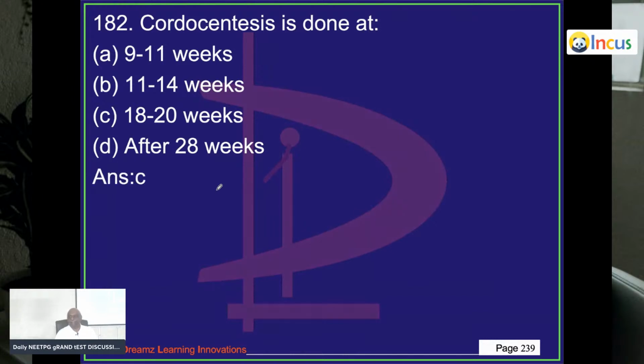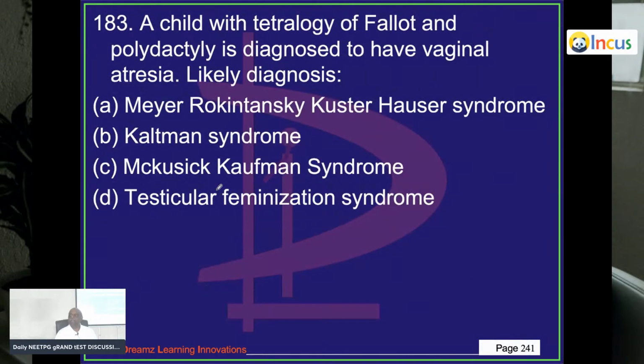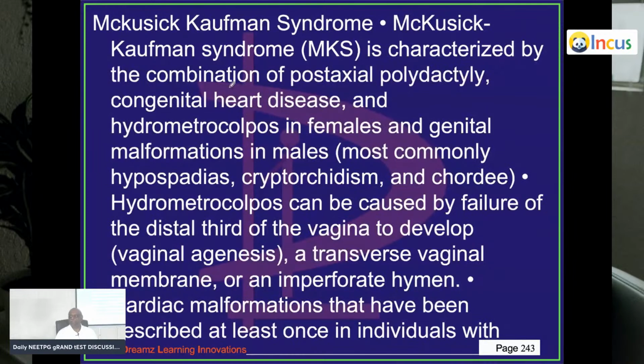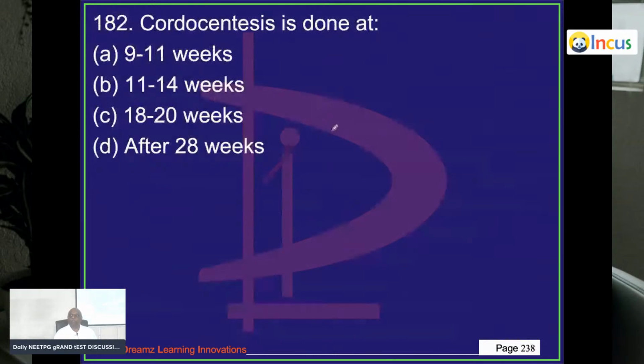Chordocentesis is done at 18 to 20 weeks. Child with TOF with polydactyly is diagnosed to have vaginal atresia. Then what is the diagnosis? McKusick Kaufman syndrome. Postaxial polydactyly, congenital heart disease and hydrometrocolpos in the females.